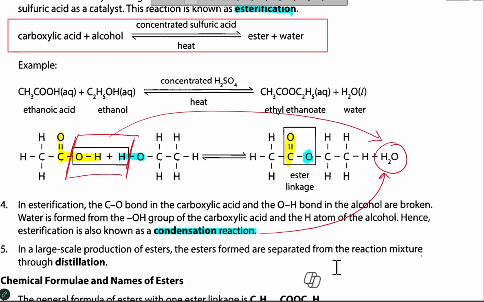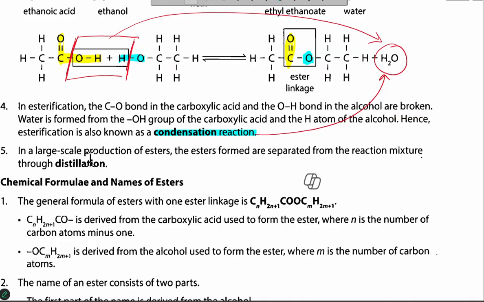Now, once you form this ester, how do you remove it from the reaction mixture? You use distillation. Okay, distillation. So the formula is complicated. Look at this. It looks complicated, but don't worry. Do you realize that the center part is the one you need to remember? Both sides are CnH2n+1, and the center is COO, which is the ester.